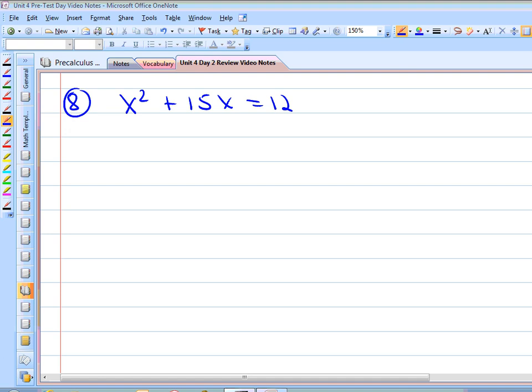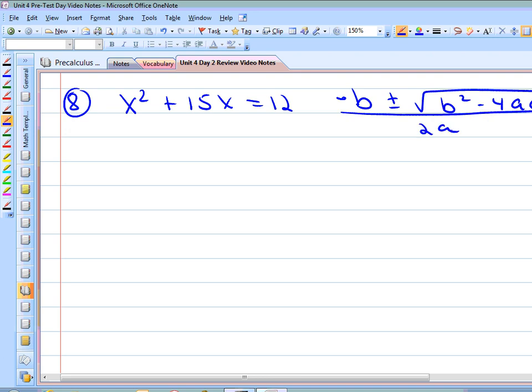All right, still using the quadratic formula. We'll write it down one more time. Negative b plus or minus square root b squared minus 4ac all over 2a. You should write that down every time, and I think you'll have more success. Now, this isn't set to 0, and we need to do that. We need to move the 12 back over. So we're going to go x squared plus 15x minus 12 equals 0. Our a value is 1, our b value is 15, and our c value is negative 12. Let's see where that gets us. Let's plug into our formula.